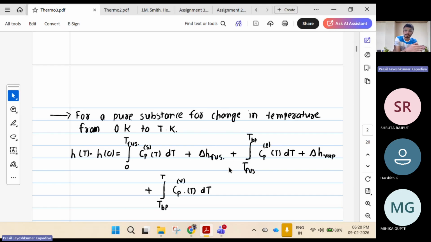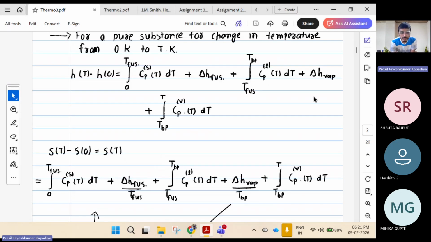Then from solid to liquid phase, that is T fusion to T boiling point, Cp dT for the liquid phase. Then liquid to vapor. When, let's say, water boils at 100 degrees Celsius, temperature change doesn't occur, but we need to give additional heat, that is the latent heat of vaporization, plus again going from that temperature to any temperature T, that is Cp of vapor. Okay, so in this whole process, similarly we can write it down for S of T.